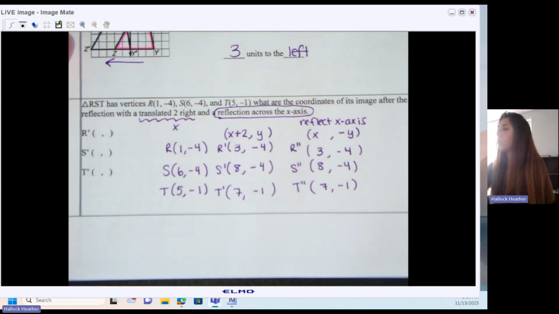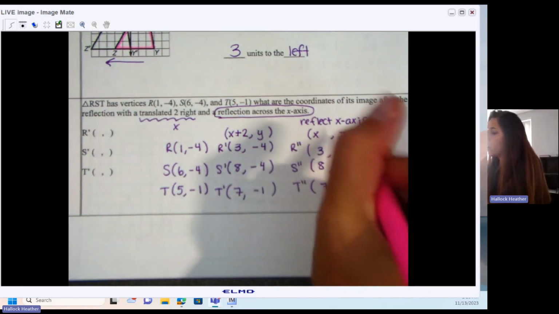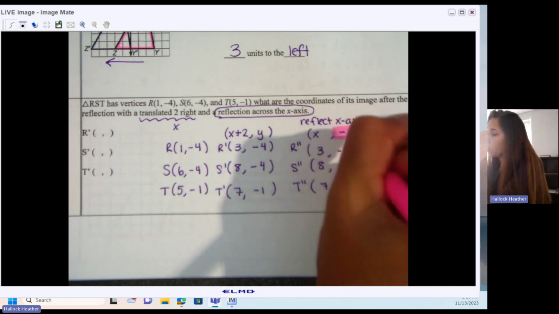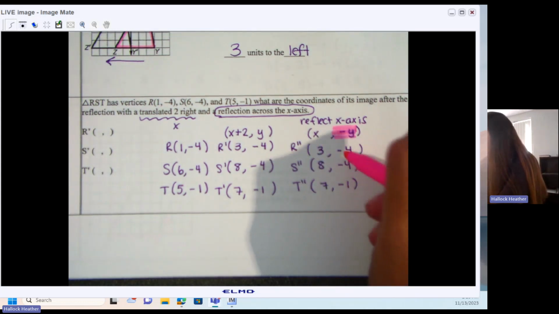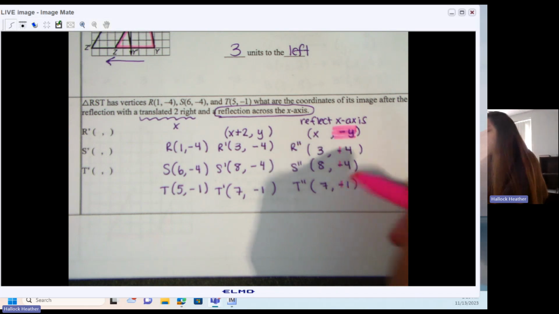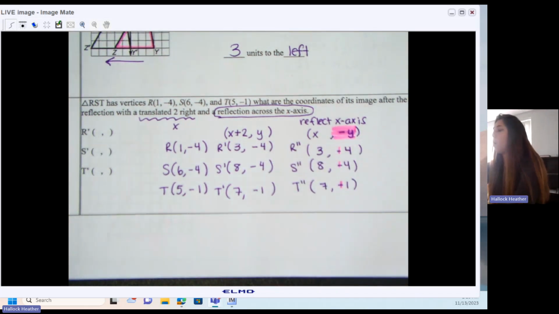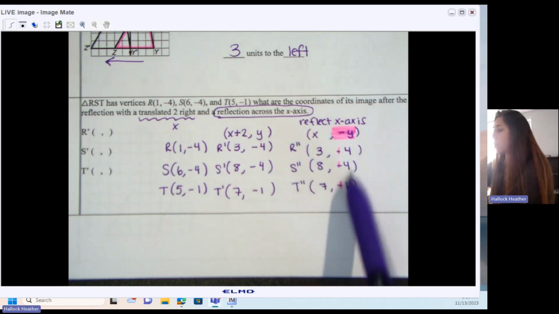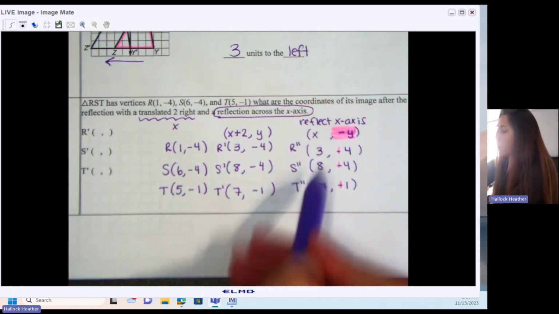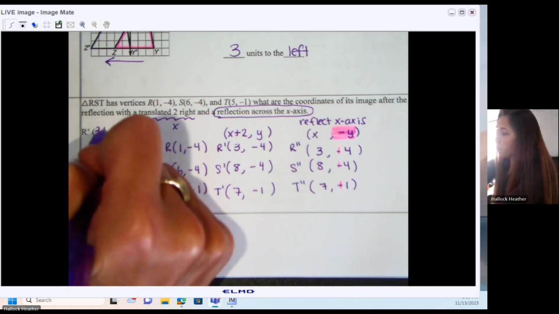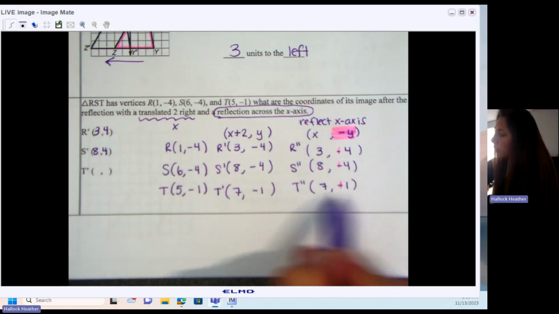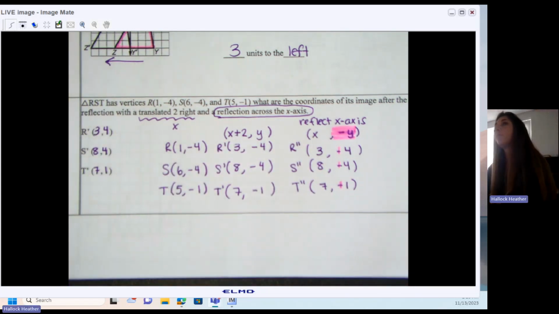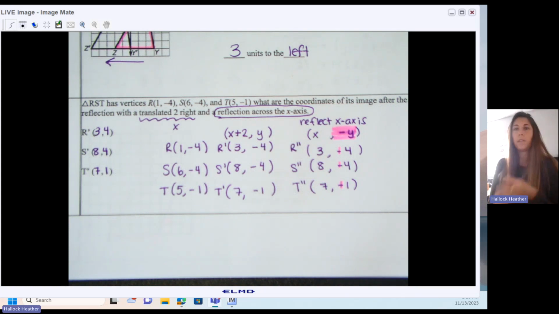But what I do need to do is change this back sign. So all the numbers in the back will change their sign, meaning if it was negative, now it's positive. If it's positive, now it's negative. So all of these luckily were negative. So now they're just all becoming positive. So in my final answer, all of the coordinate points end up positive, which is really nice. So R prime is going to be 3, 4. S prime is 8, 4. T prime is 7, 1. Hopefully this helps.